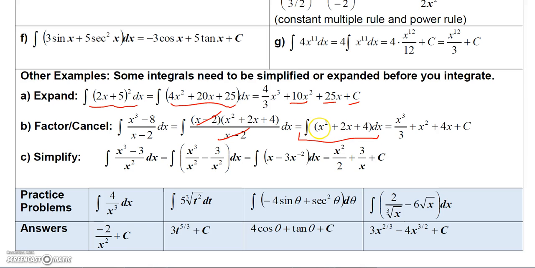So if I integrate this, I get x cubed over 3. And if I integrate 2x, I get 2x squared over 2. And then the 2's would cancel, so I just get x squared. And then when you integrate 4, you get 4x, and then don't forget your constant at the end.